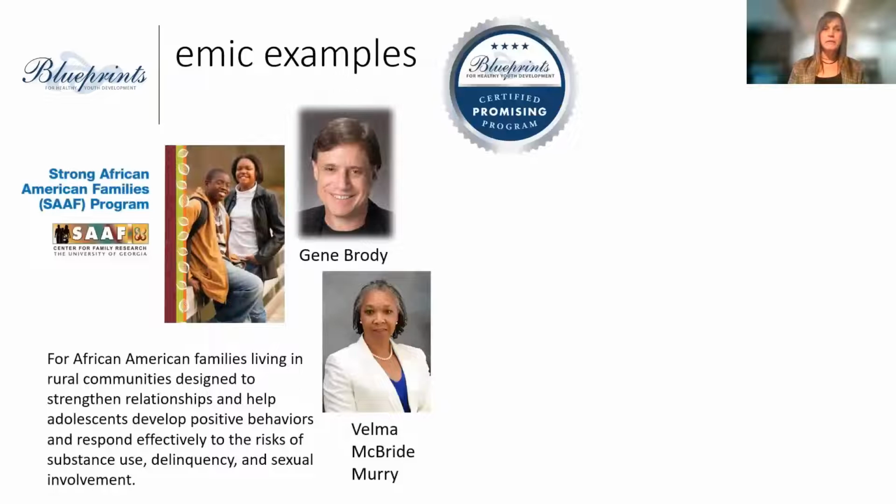And how that maps to evidence-based interventions is we have examples, emic examples of EBIs. I've listed here the Strong African American Families Program, which is certified as promising on the Blueprints Registry, developed by Brody and McBride Murray. Strong African American Families Program is for African American families living in rural communities, and it's designed to strengthen relationships and help adolescents develop positive behaviors and respond effectively to the risks of substance use, delinquency, and sexual involvement.